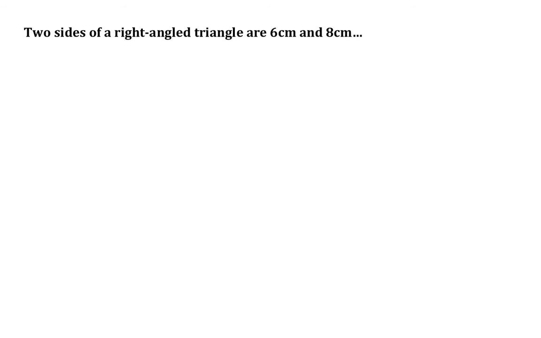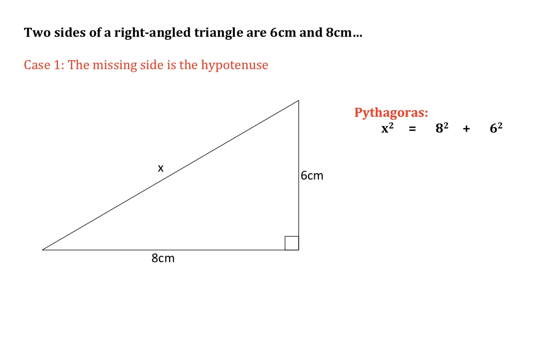Next question, 2 sides of a right-angled triangle are 6 centimeters and 8 centimeters. Find the other side. Well, there were 2 possible cases. So in the first case, the missing side could have been the longest side, the hypotenuse, in which case we could have used Pythagoras and said x squared equals 8 squared plus 6 squared. So if the x is our missing side, then in this case the x is the longest side, so the x squared is equal to the other 2 squares added up.